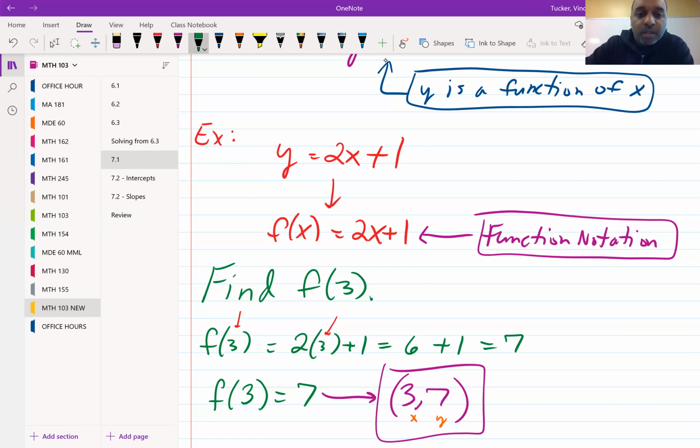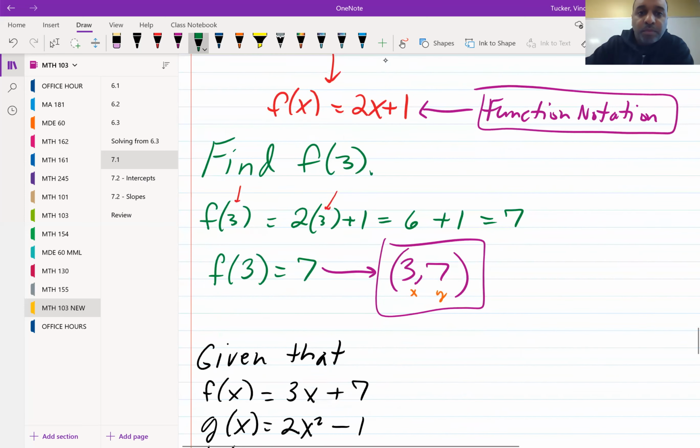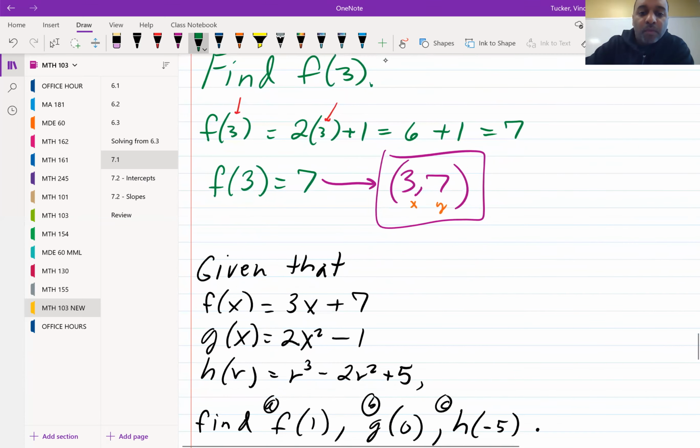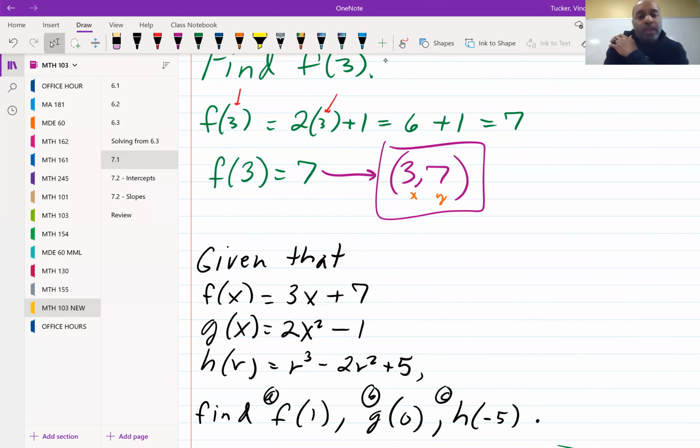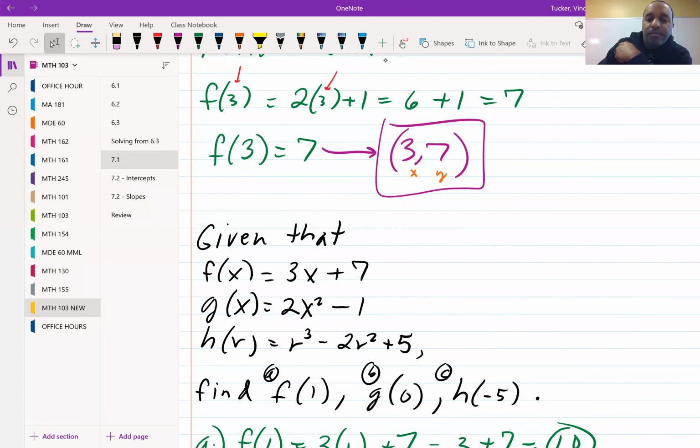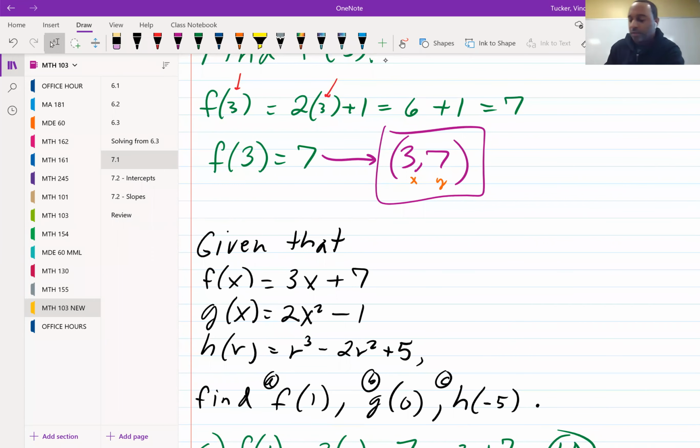All right, let's go to the next thing. Given that f of x is equal to 3x plus 7, g of x is equal to 2x squared minus 1, and h of r is equal to r cubed minus 2r squared plus 5, it said find f of 1, g of 0, and h of negative 5. I'll give you a chance to write it down in a second.